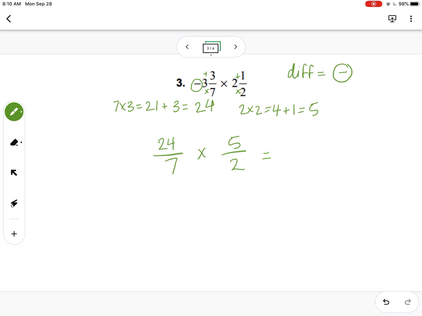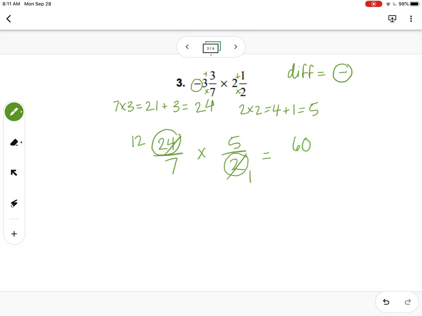All right, so I'm going to do the same thing. Remember, check the diagonals to see if they could simplify. 7 and 5 are both prime, which means their only factors are 1 and themselves, so they can't simplify at all. 2 and 24, however, can. So I know 2 goes into both of those since they're both even. 2 goes into 2 one time. 2 goes into 24 12 times. So let's go ahead and use that.